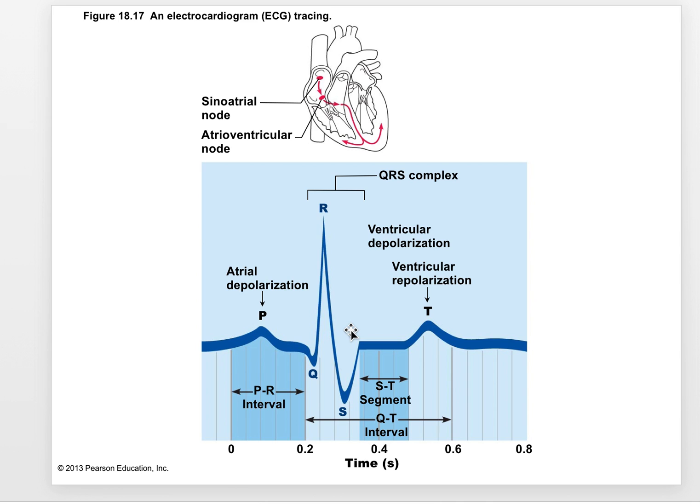Here's another picture showing the PQRST waves. Again, the P wave represents the depolarization of the atrium. QRS represents the ventricle depolarization, and also the atrial repolarization is obscured by the large amplitude of the ventricular depolarization wave. And then the ventricular repolarization wave is the T wave coming here at the end.